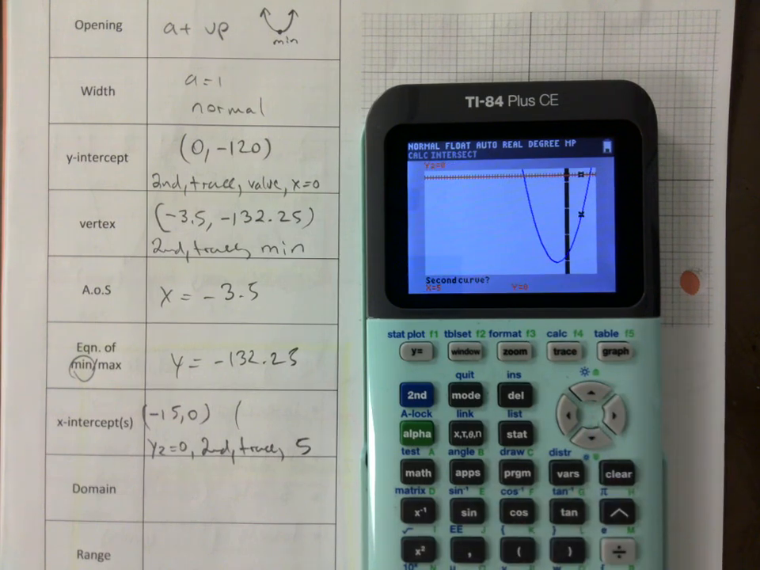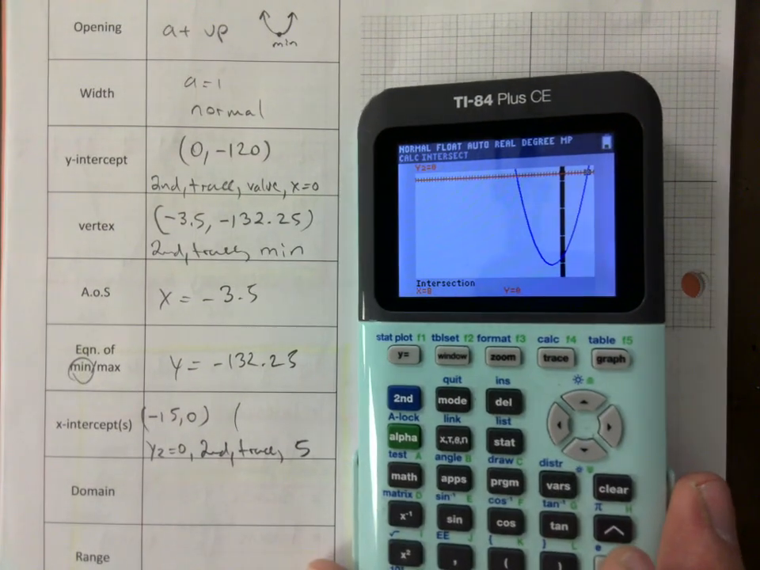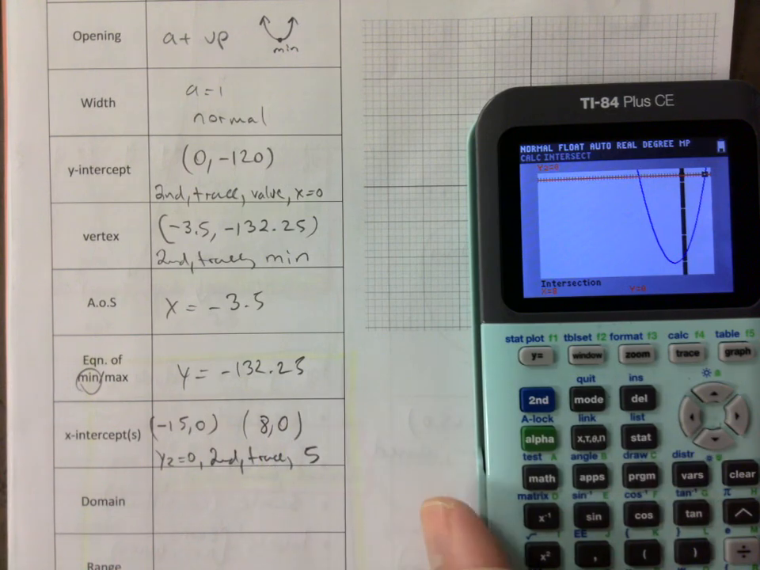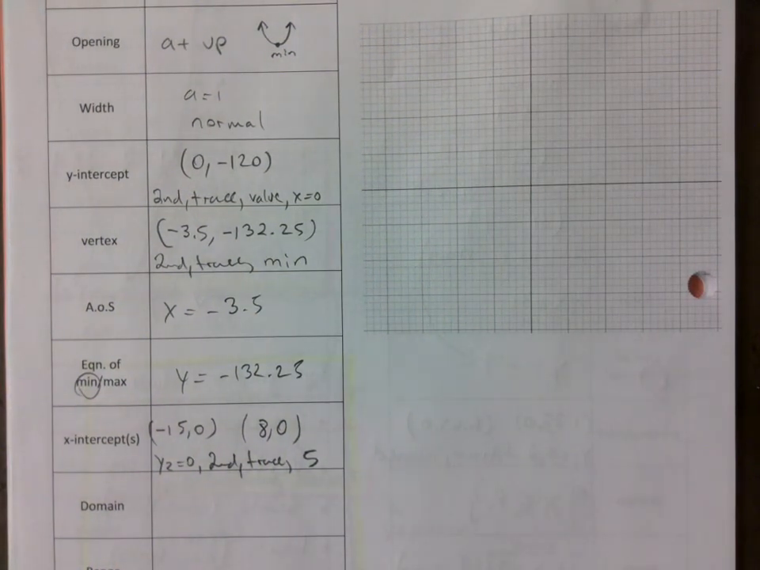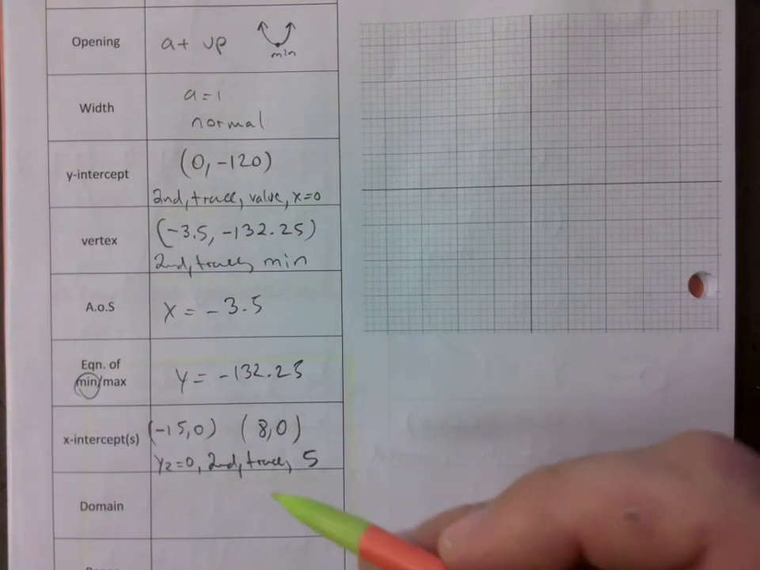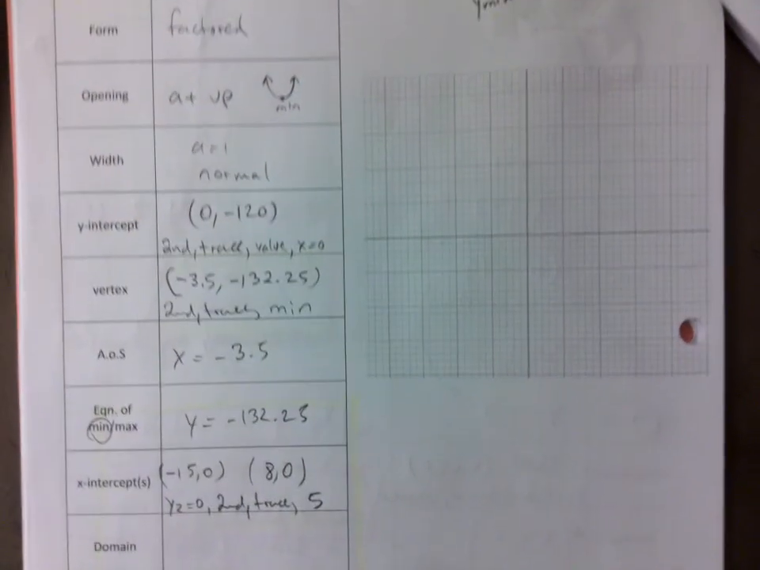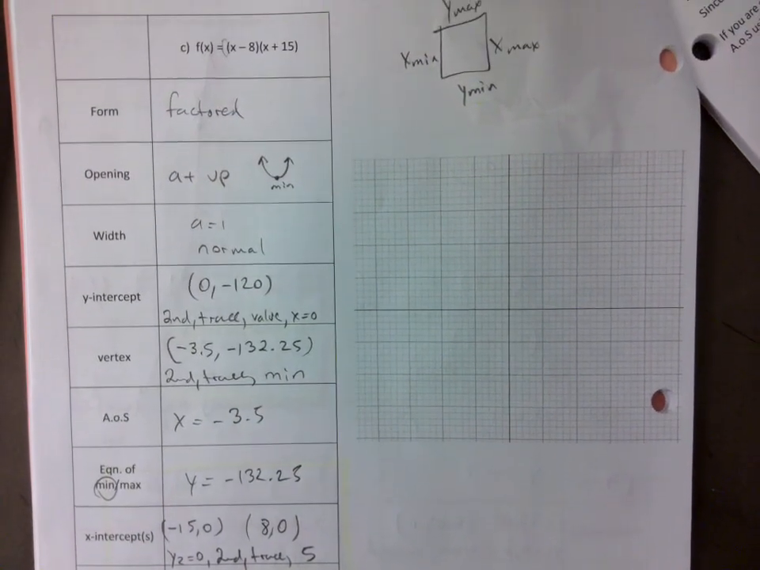That's close enough. Enter, enter, enter. That's 8, 0. Does anybody see these numbers on the original equation? The negative 15 and the 8, or particularly 15 and 8, does it show up? Yeah. You see it?